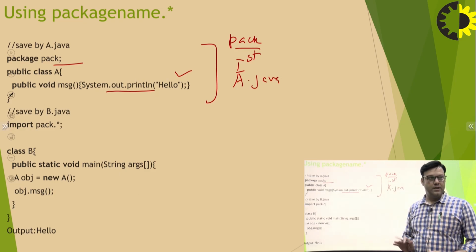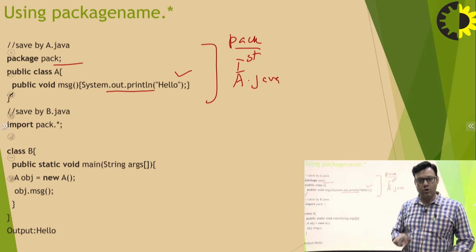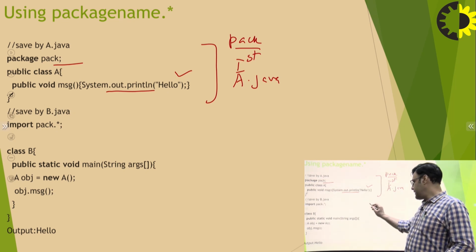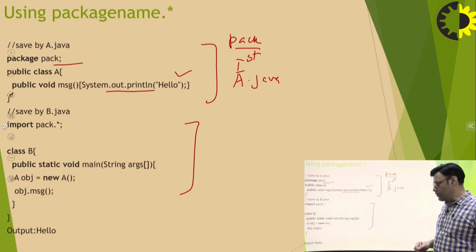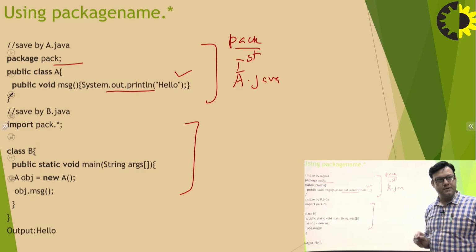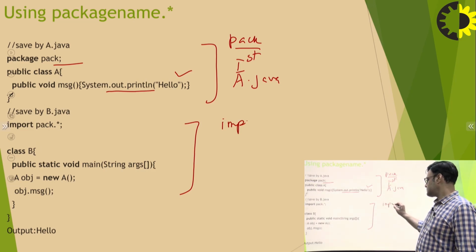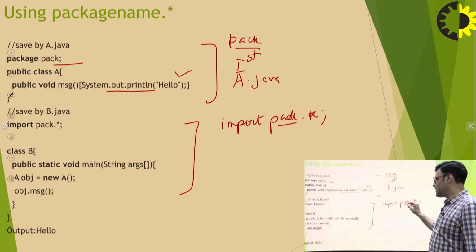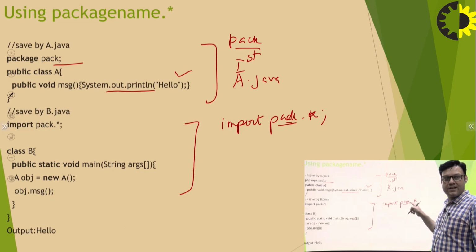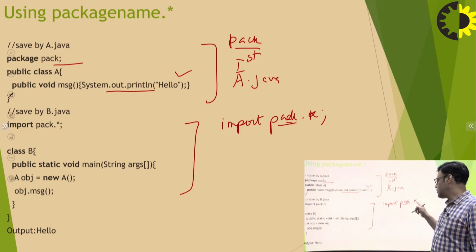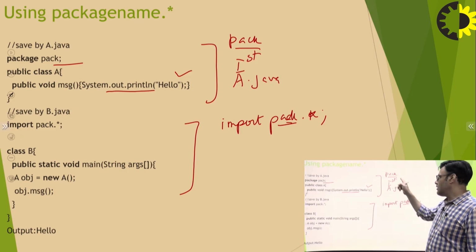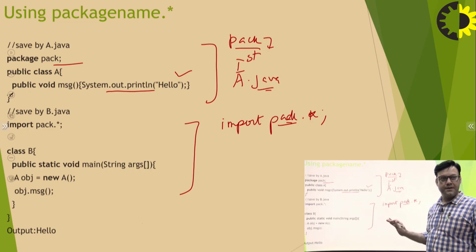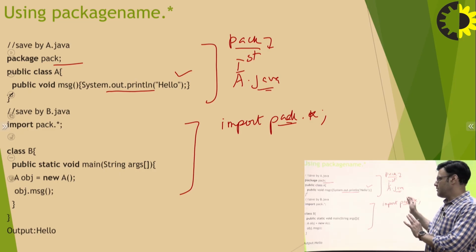That's all. Again, I have opened a new notepad editor, and here I have used import pack.*. It means that whatever classes are included under this pack will be included with dot star. So under this package pack, I have A.java. When I compile this, it will include the class file.